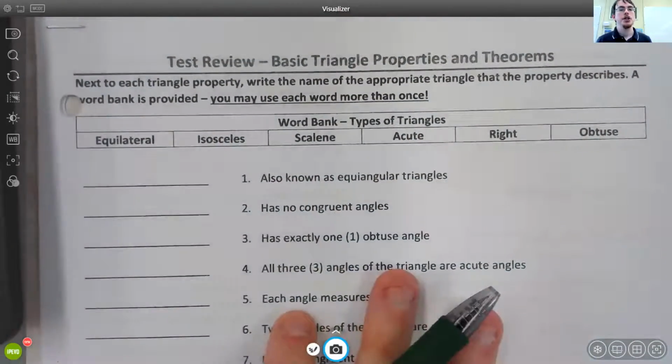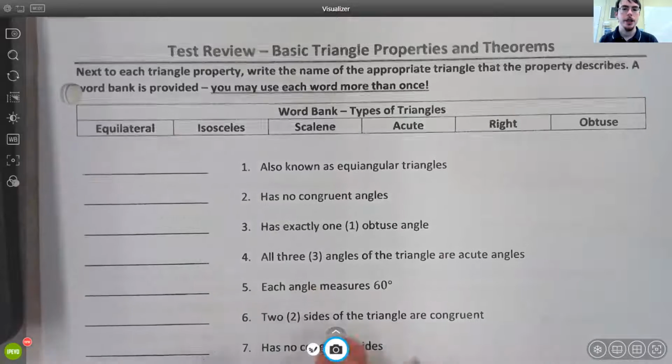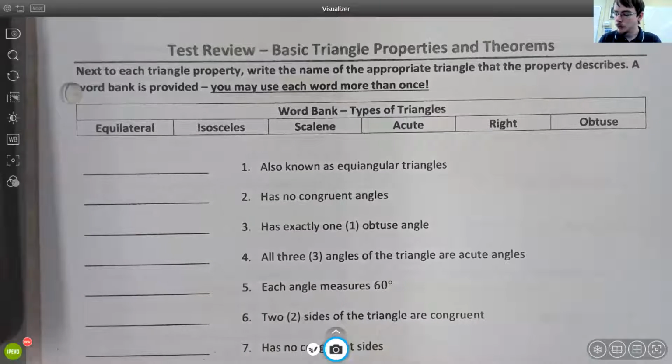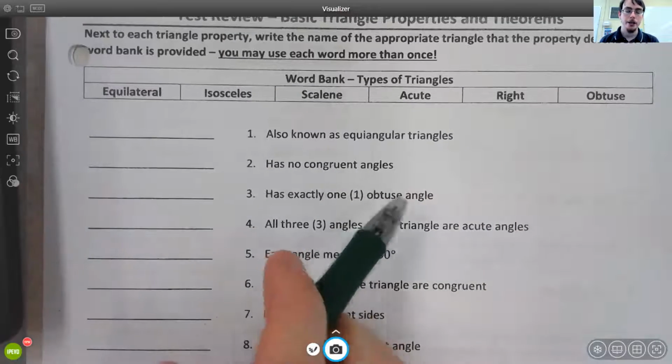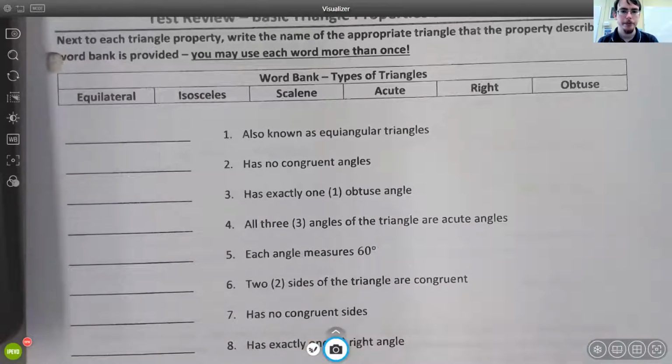This is in preparation of the test. This will be posted on the day that the test is given. So please make sure that you are looking through this and paying attention to the ones that you got wrong from the PDF answer key.